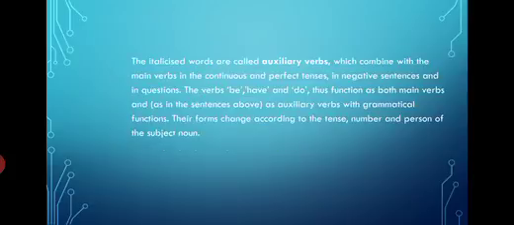The italicized words are called auxiliary verbs, which combine with the main verbs in the continuous and perfect tenses, in negative sentences and in questions. The verbs be, have, and do thus function as both main verbs and, as in the sentences above, as auxiliary verbs with grammatical functions. Their forms change according to the tense, number, and person of the subject noun. See here, be, have, and do, they will act in two ways. Sometimes as the auxiliary verbs, sometimes as the main verb. Here, in the above sentences, they acted as the auxiliary verbs.